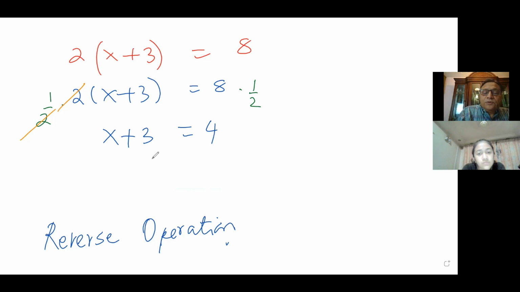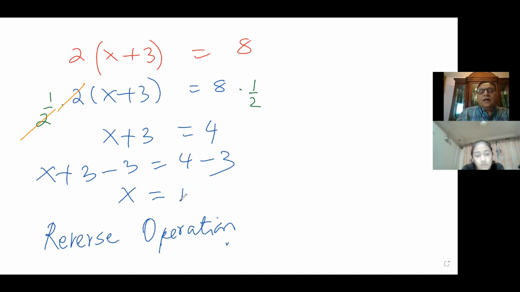And now what will you do? You will take away 3 from both sides, and we get x plus 3 minus 3 equals 4 minus 3. 3 minus 3 is 0, so we get x equals 4 minus 3, which is 1. And so our answer is x equals 1. Is this clear to you? Now let us check.